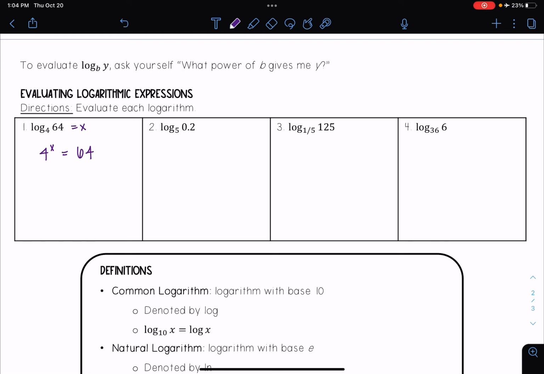Well, 4 to the first power is 4, so it's not that. 4 squared, I get 16, so it's not that. However, 4 cubed gets me 64. So that means the answer here is x is equal to 3.